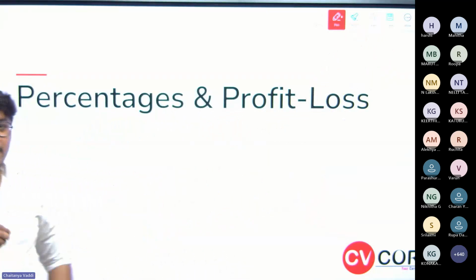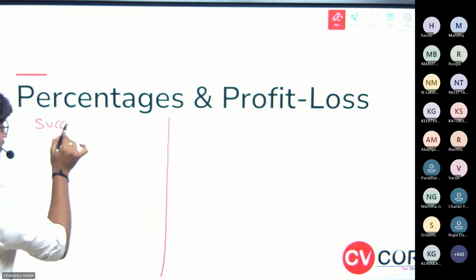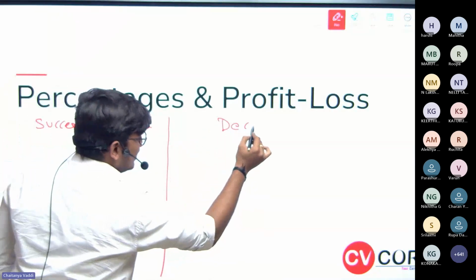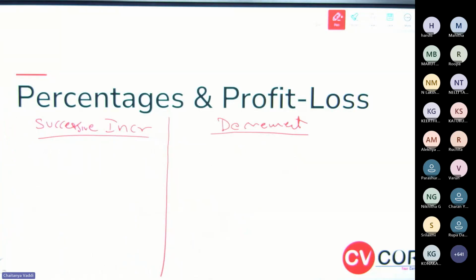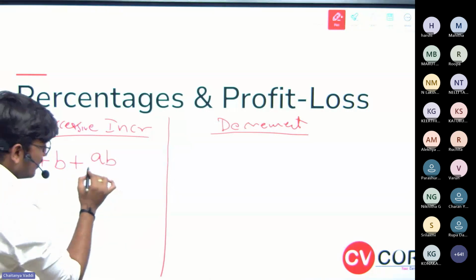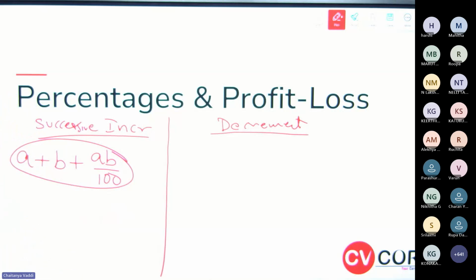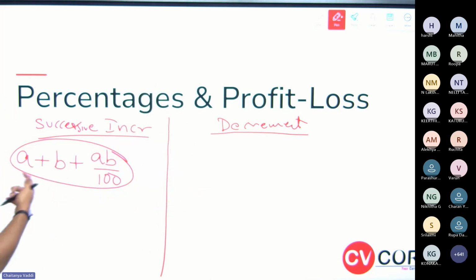Now let me give you a shortcut for that. For successive increment and for successive decrement, a very simple logic: A plus B plus AB by 100. A plus B plus AB by 100 is the formula we use for successive increment or successive decrement.